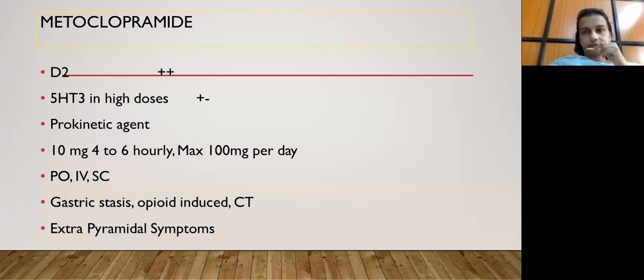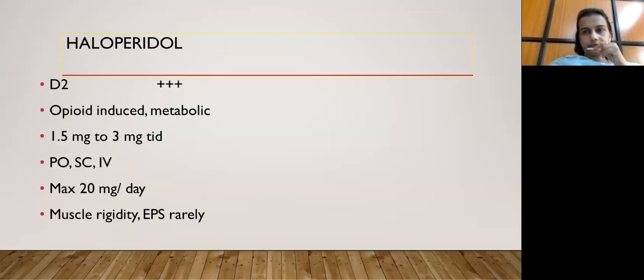Its indications are gastric stasis, opioid-induced, and chemotherapy. The thing to worry about or look out for is extrapyramidal symptoms, especially when we give higher doses for a longer duration, then always look for extrapyramidal symptoms. Next slide. Haloperidol, again, very good antiemetic, works on D2, for opioid-induced and metabolic causes. Dose is 1.5 milligram to 3 milligram TDS. You can give it PO, subcut, or IV.